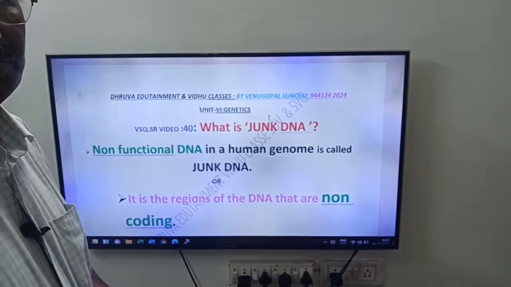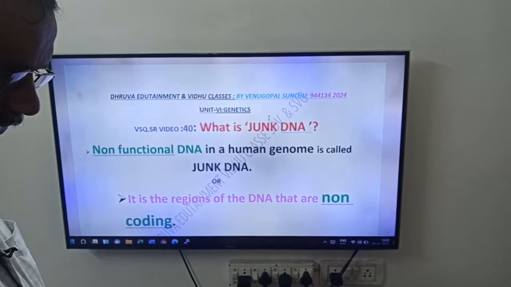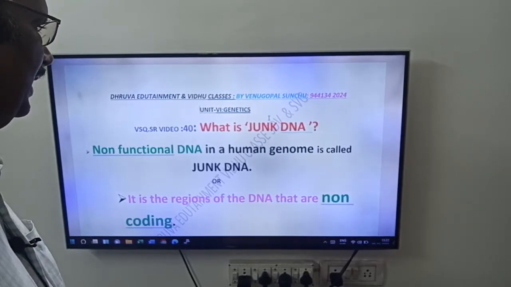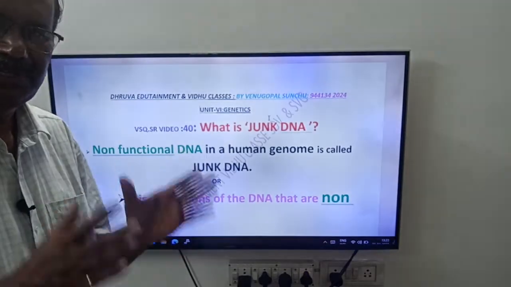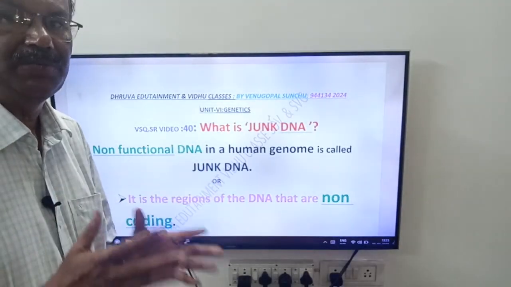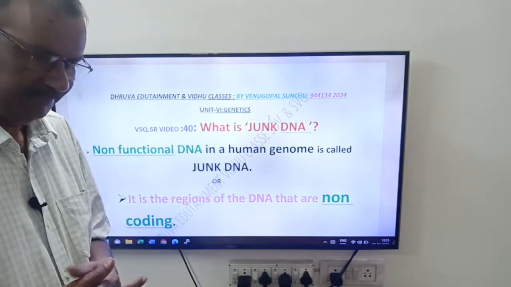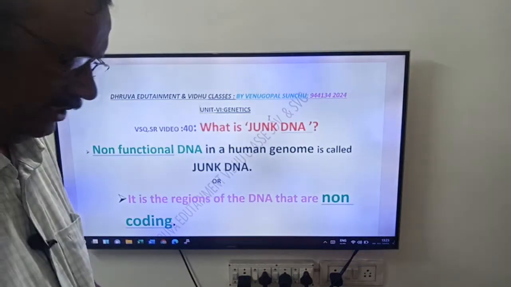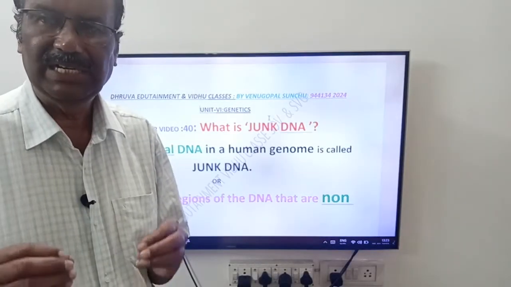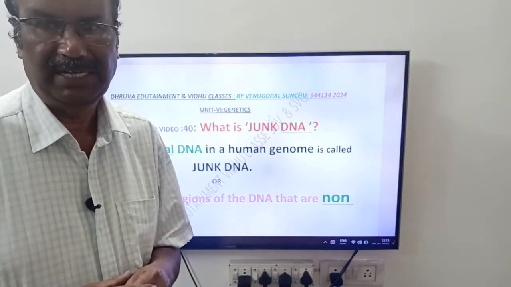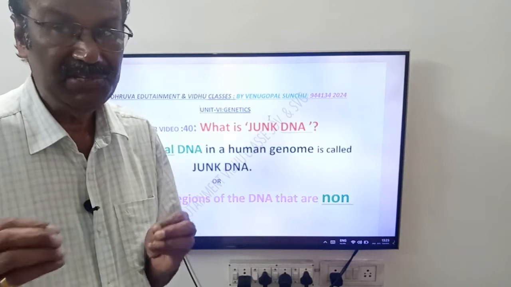Friends, this question is from Unit-6, Genetics of Intermediate Second Year Zoology. This is a very short question, a 2 marks question of section A. What is our question, friends? What is junk DNA?